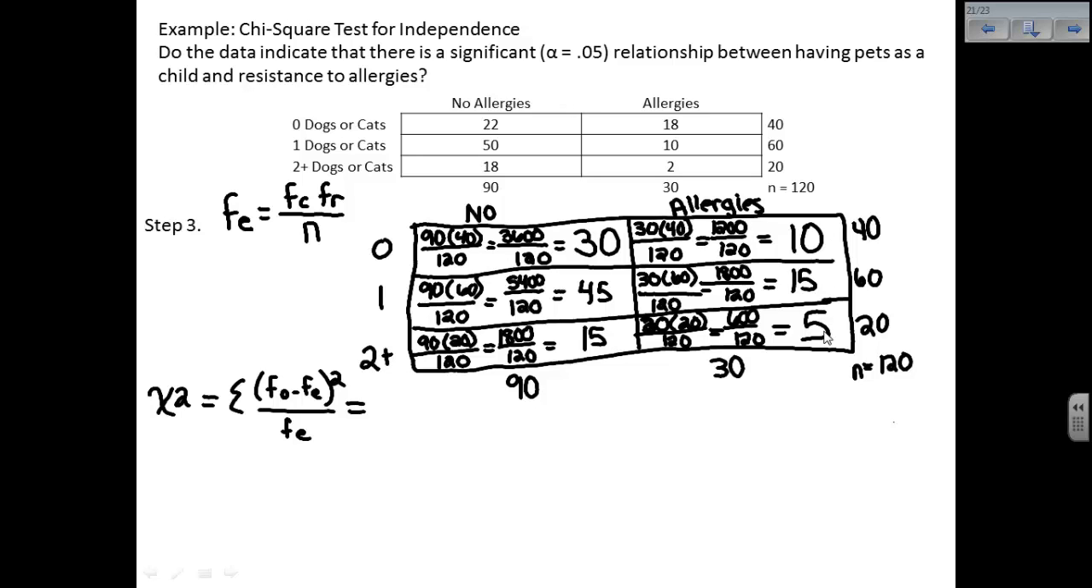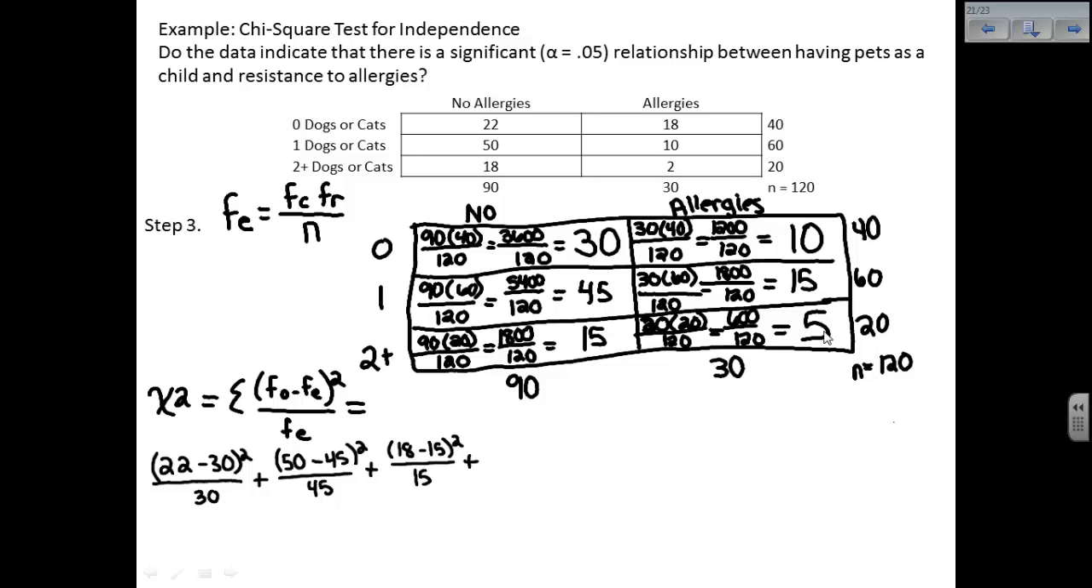All right, so let's see. Starting off with the top left group, no allergies, 0 dogs or cats. So we observed 22 people. We expected 30 under the null and divide that by 30. Next group, observed 50, so the no allergies, 1 dog or cat. Expected 45. Next group, no allergies, 2 plus dogs or cats. Observed 18. Expected 15.